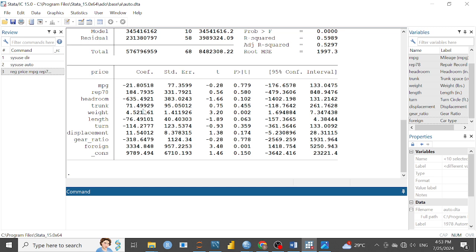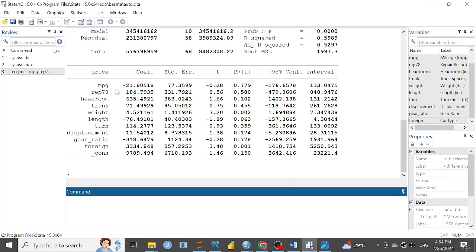These are the coefficient estimates. We call them parameter estimates, regression coefficients, or coefficient estimates. They show the contribution of each of the indicators, the predictors, to the price. You can see the miles per gallon, which is mpg, is minus 21.8518. Now, this one can be interpreted as the change for each additional mile per gallon.